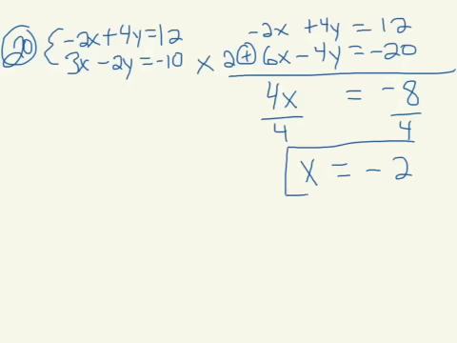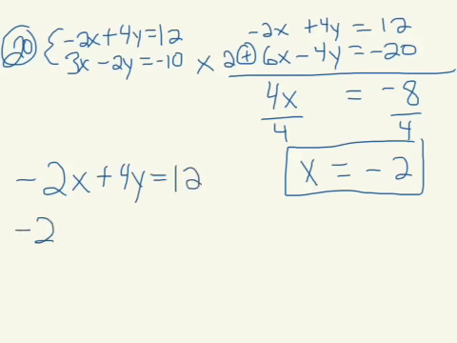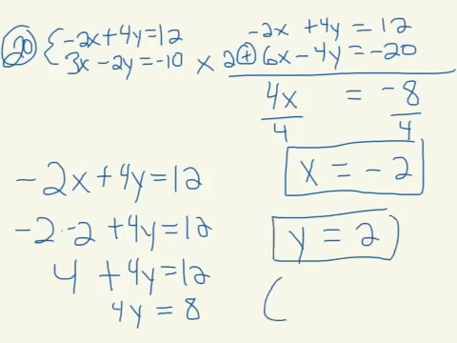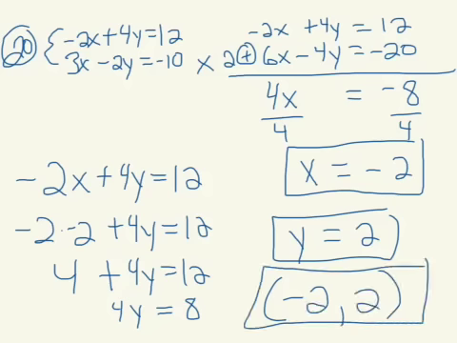Once you know your x value, you go ahead and plug that back in to any of the equations. Any equation works. For this one, I'm just going to go ahead and pick the top equation up there, which was negative 2x plus 4y equals 12. I now know that x is negative 2, so it's going to be negative 2 times negative 2 plus 4y equals 12. So it would be 4 plus 4y equals 12. So I subtract 4 from each side, so it's going to be 4y equals 8. I divide by 4, and y equals 2. So my final answer is x, negative 2, y, positive 2. So my ordered pair is negative 2, positive 2. That's the elimination method.